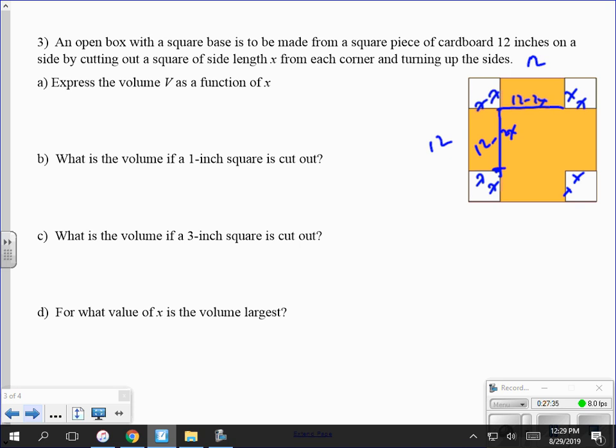When you are finding the volume of a box, length times width times height, right? I have to find the three distances and multiply them together. So if I go with this height here first, because if I fold up the sides, how tall is it going to be? It's going to be x units tall. How long is one side going to be? 12 minus 2x. How long is the other side going to be? 12 minus 2x. So when I take 12 minus 2x and 12 minus 2x, I get 12 minus 2x squared. So the length and the width is going to be the same.